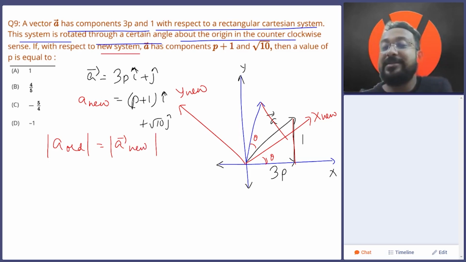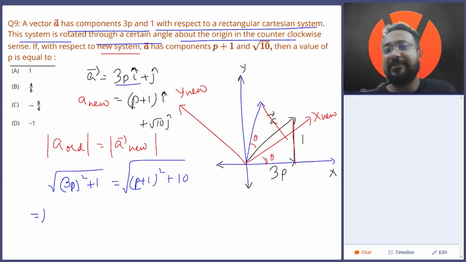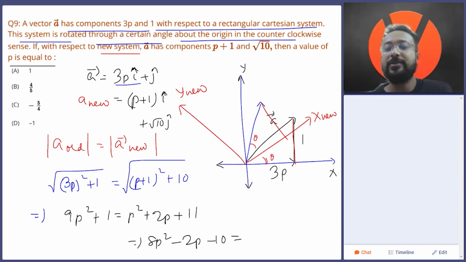And they are rectangular, means I can still use this as what? Under root of (3p) whole square plus 1 is equal to (p plus 1) whole square plus (root 10) whole square, that is 10 under root. So I think if we use this directly, we get the value of p. Yes or no, beta? So I think 9p square plus 1 will be equal to p square plus 2p plus 1 plus 10 is 11. So I think it's coming out to be 8p square minus 2p minus 10 is equal to 0. I think that's correct.